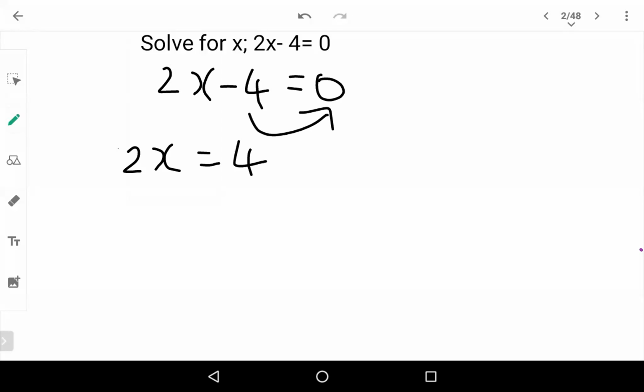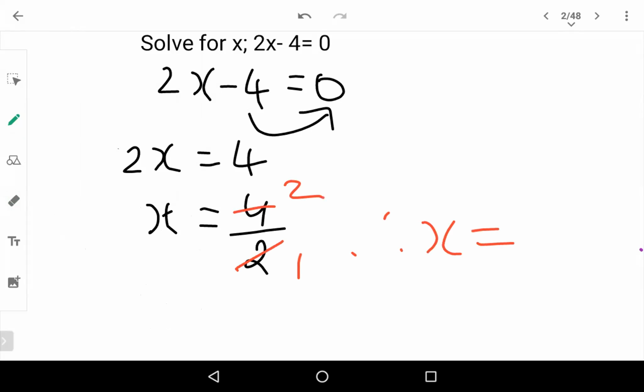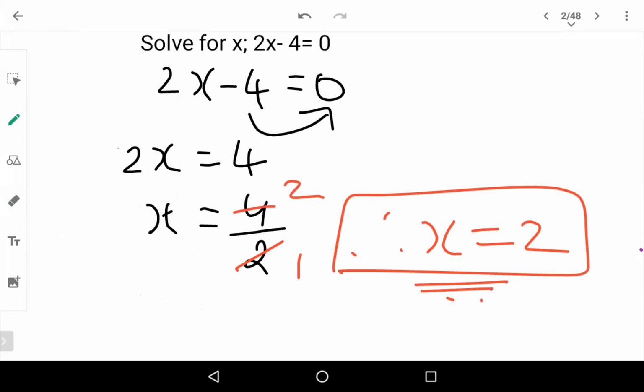Now here there was minus, it became plus. Now here you have 2 into x. So if I take 2 to the other side, it is going to become division, correct? So x is equal to 4 by 2. Therefore, the total answer: x is equal to 2 ones are 2, 2 twos are 4, so x is equal to 2. This is what we got as the answer.